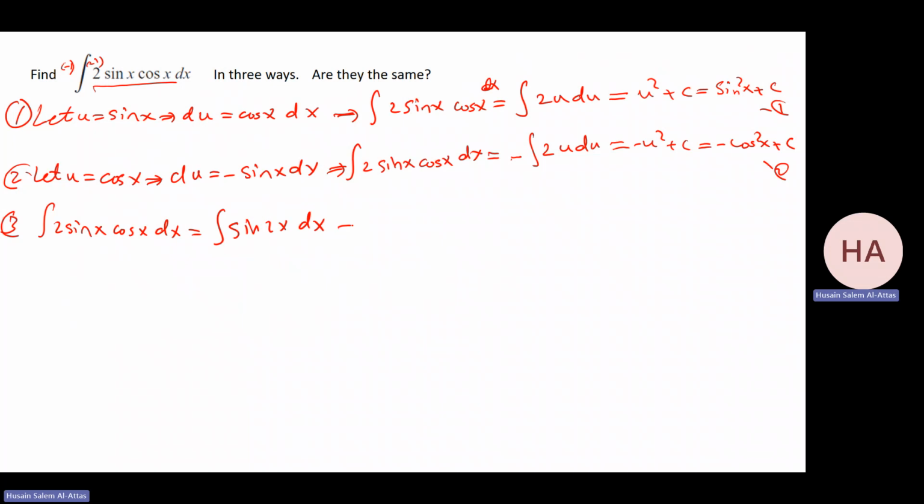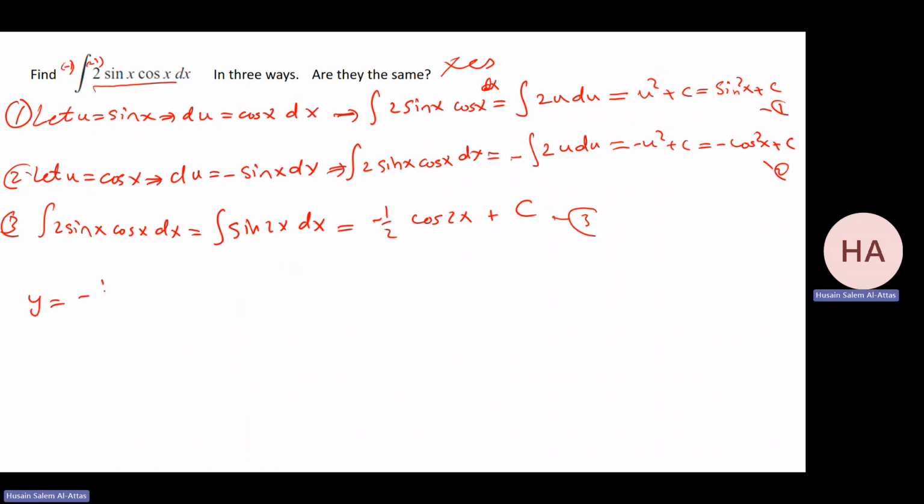By substitution or quickly, I can say this is minus half cosine 2x plus c. So this will be the third answer. I have 3 answers. Are they the same? Yes, they are the same. How? Yes, they are the same. Why? Start from this.